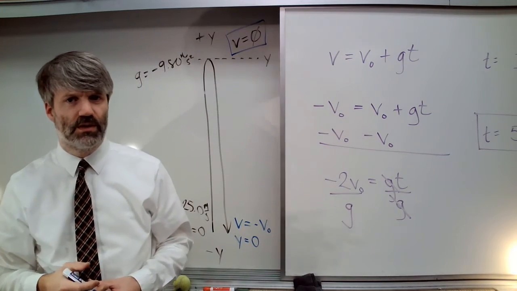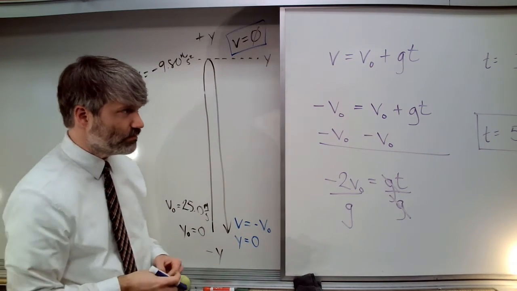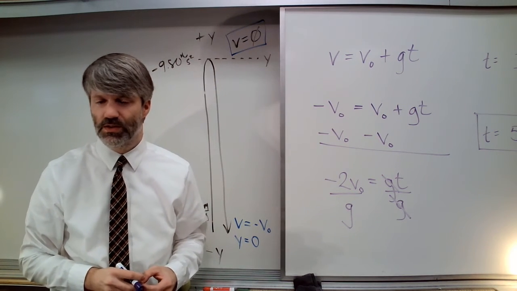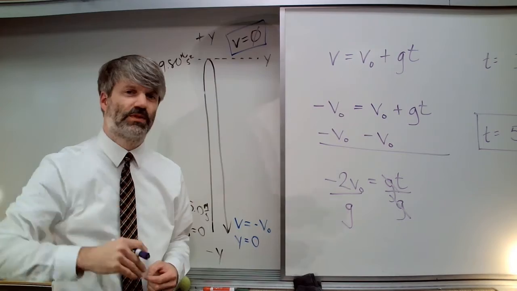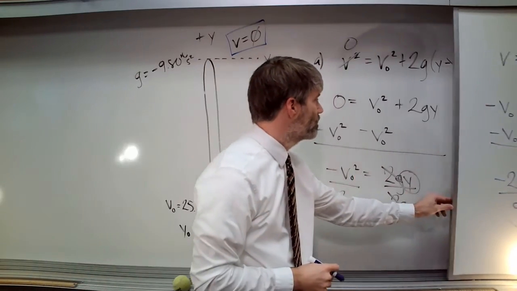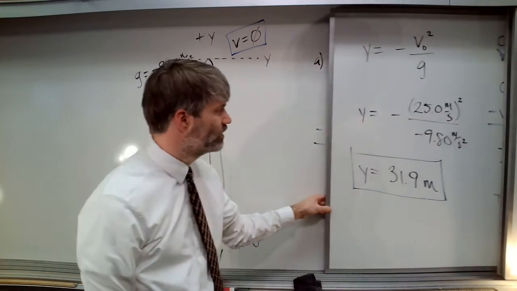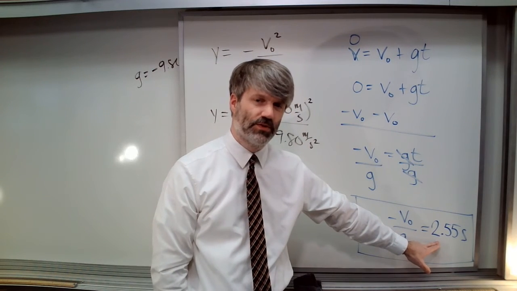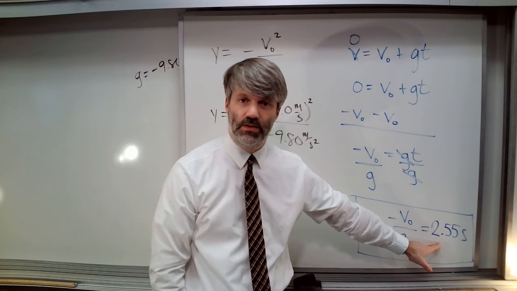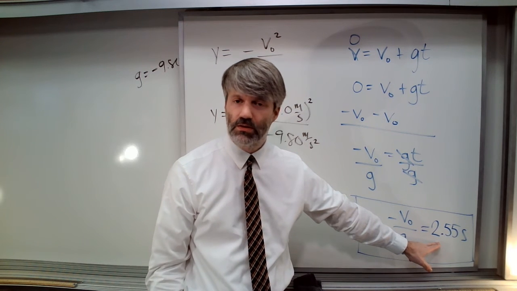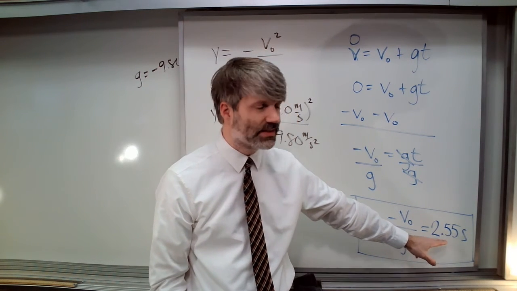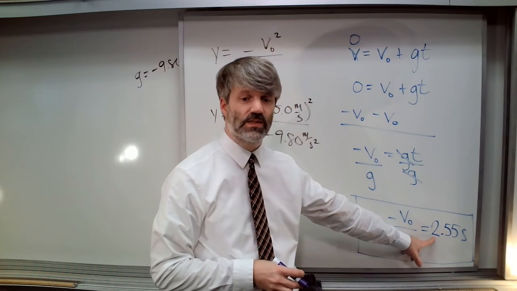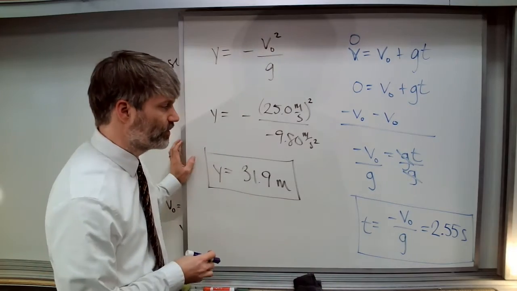Now, you may have noticed something. T is 5.10 seconds. What was the time that it took for it to go up to the apex? 2.55 seconds. Now, these numbers involve some rounding, okay? But one thing we can see is that the time for it to make the total trip is going to be exactly twice that number, okay?